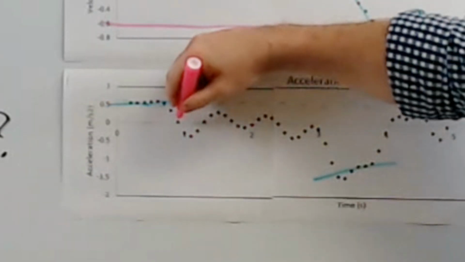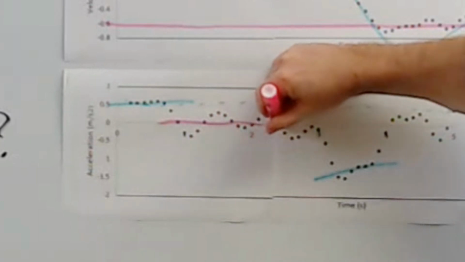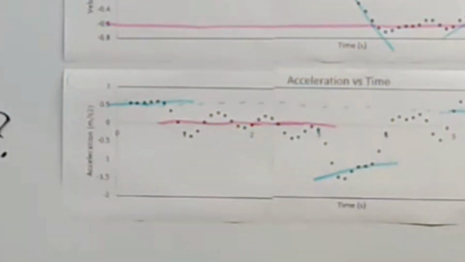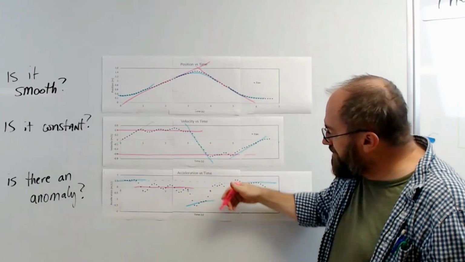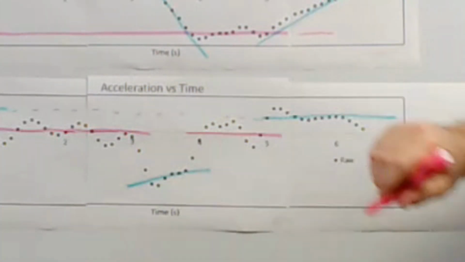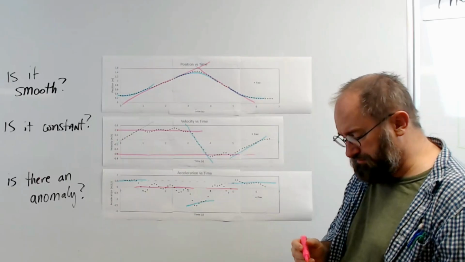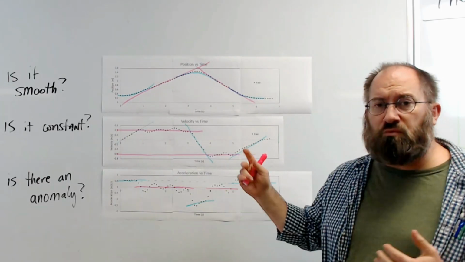And so on average, this appears to be constant and right around zero. Same right here. You see in this region, it goes fairly constant. So this is one way to look at the data.